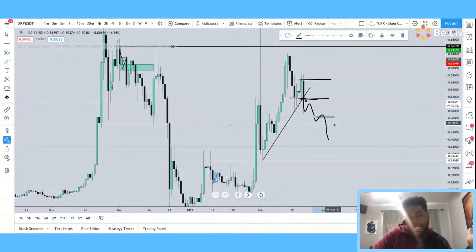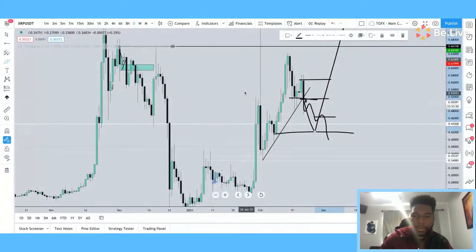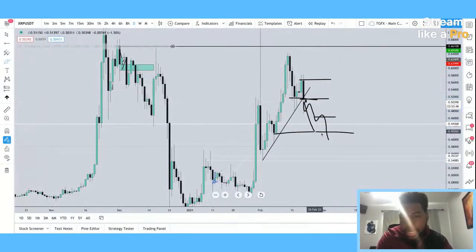All right, so we're basically taking the pair into the basement at this point. You know what I mean? Versus taking the stairs up. So potentially this could be our next level of support for XRP to reach before potentially pushing back up. So that's right around like 42 cents, something like that.